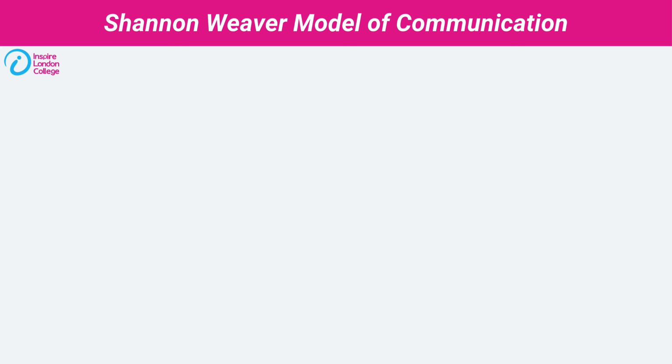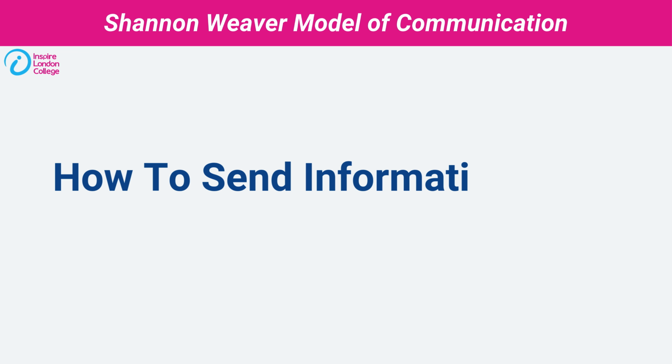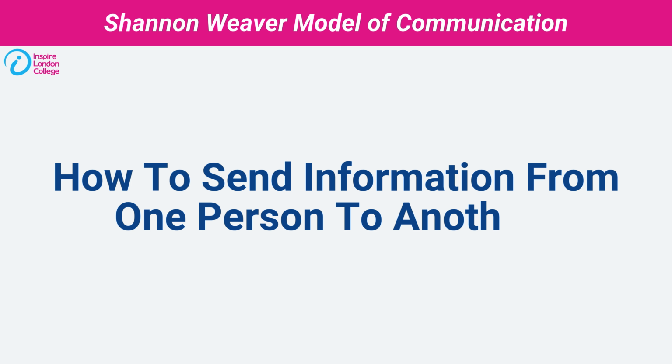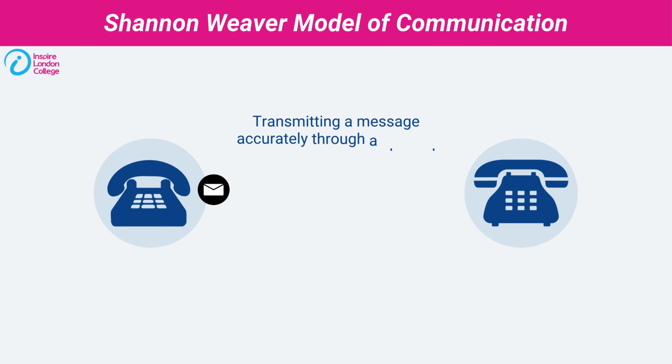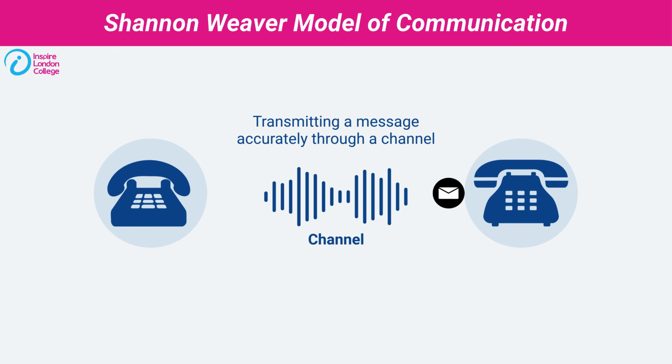The main idea behind this model is quite simple. That is how to send information from one person to another as clearly as possible, with minimum distraction. It follows a clear structure and is focused on transmitting a message accurately through a channel. Now let's break down the model step by step.